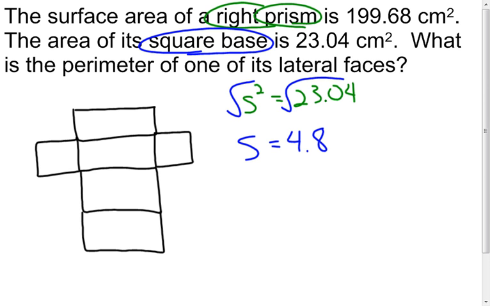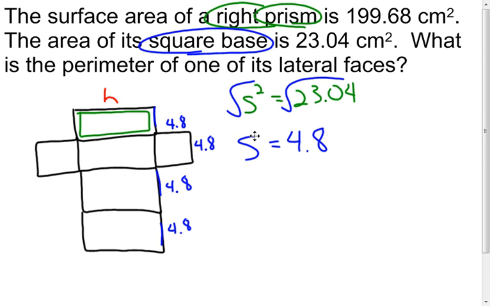So I come back to my net, and I now know that this is 4.8, and this is 4.8. That means this edge is also 4.8, same thing here, because all of those lateral faces are going to touch the square. The only thing I don't know is the height of my prism, which would be right here. If I knew the height, it wouldn't be very hard to calculate the perimeter of that rectangle, which is one of the lateral faces. So I'm going to have to figure out the height of my prism.